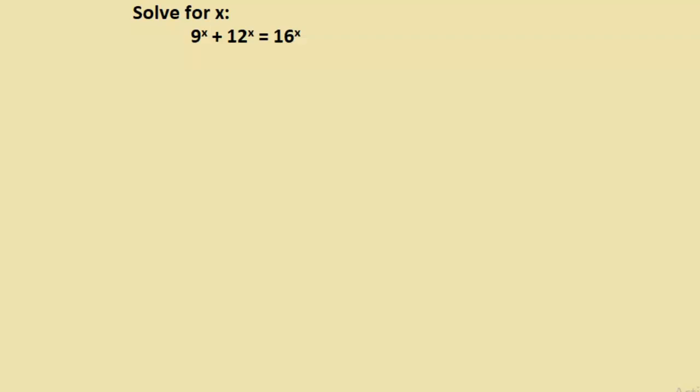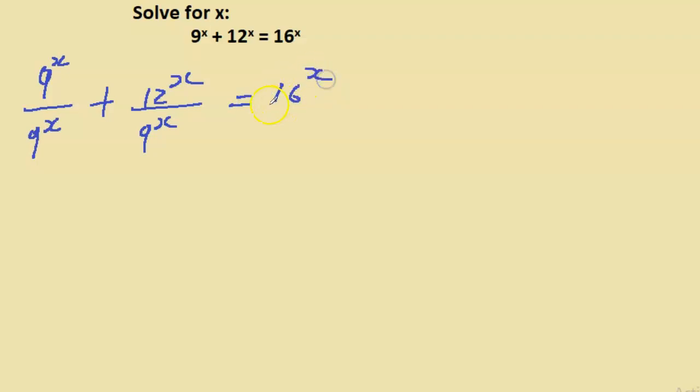So today we are solving an exponential equation, and maybe the best approach here is to divide each term by the lowest base here, which is 9 to the power of x. So let's divide each term by 9 to the power of x. So we have 9 to the power of x over 9 to the power of x itself, 12 to the power of x over the same. So dividing each term by 9 to the power of x.